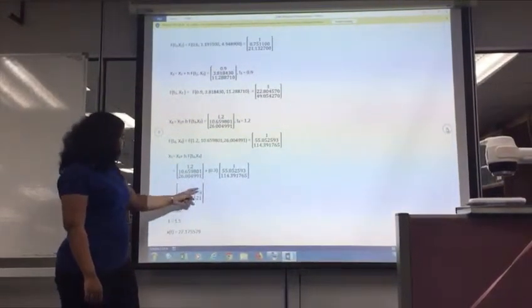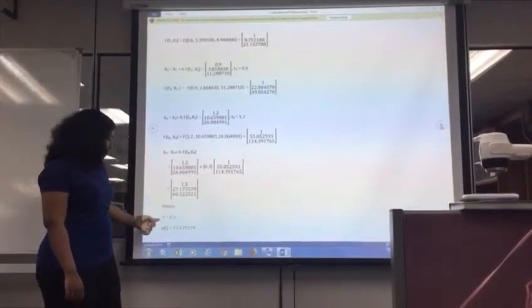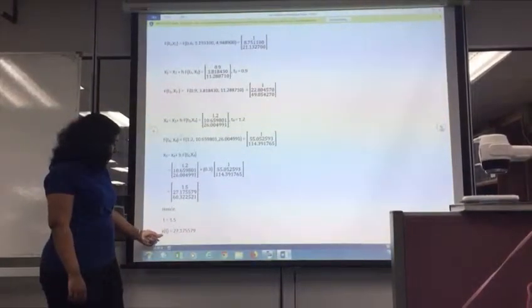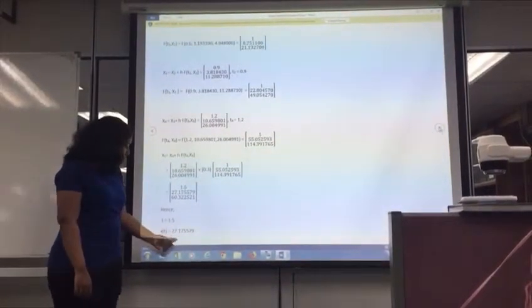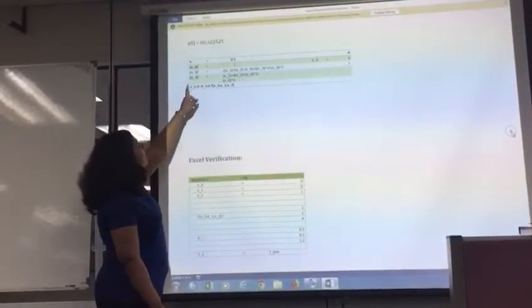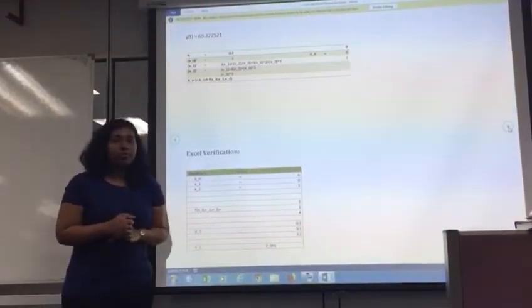you'll get x5 as this vector. Finally, we can see that at t equal to 1.5, our x(t) will be 27.175579 and our y(t) will be 60.322521. Thank you.